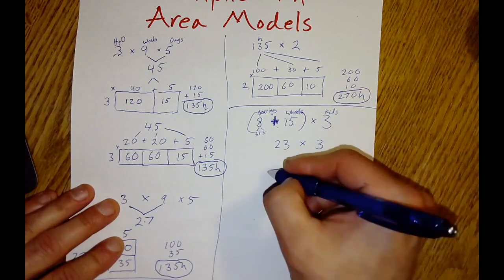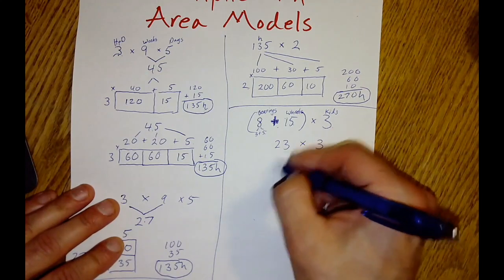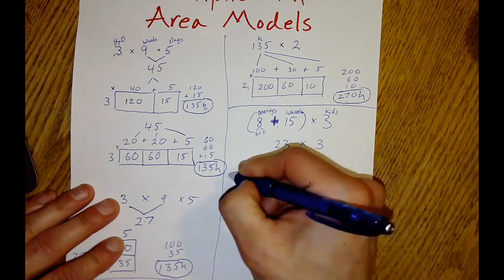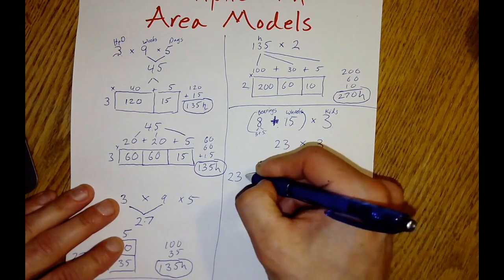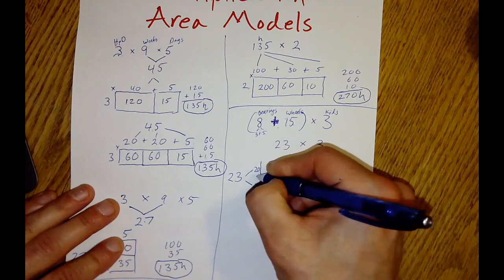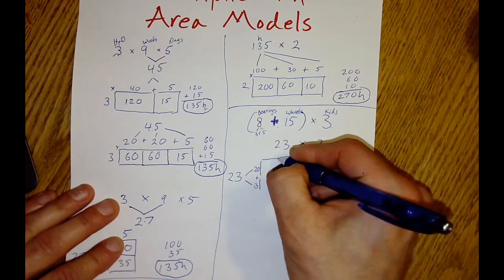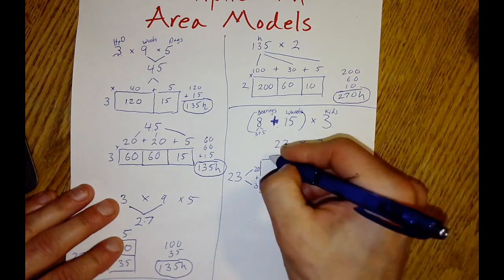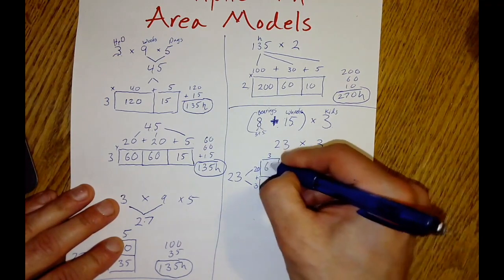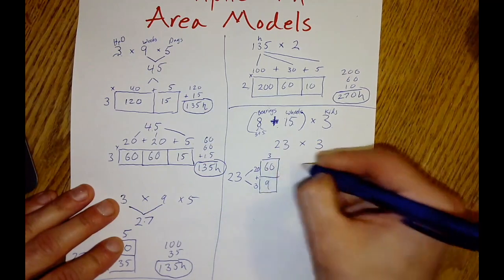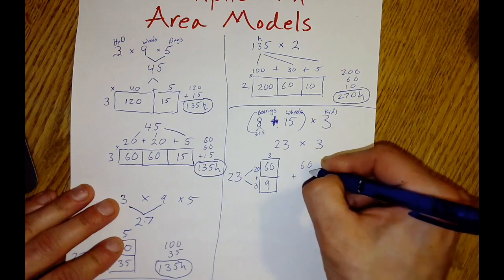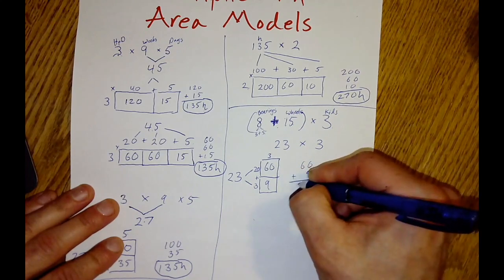All right, let's go ahead and do that problem. I'm going to take that 23 and decompose it along this dimension, based on place value, times 3. So 20 times 3 is 60. 3 times 3 is 9. 60 plus 9 is $69.